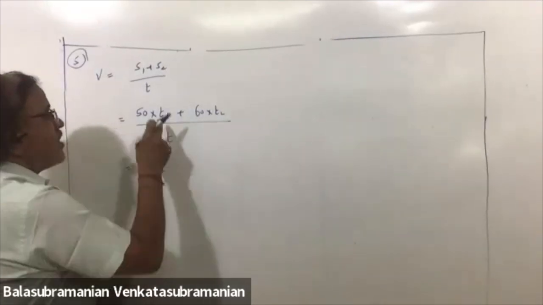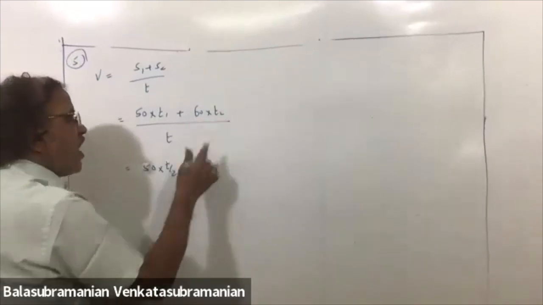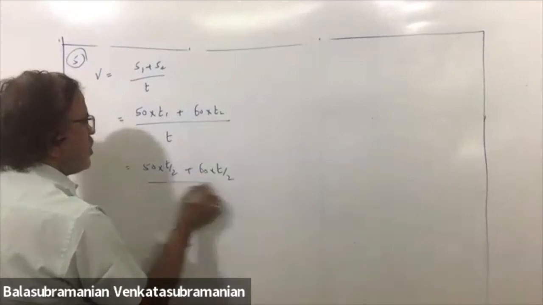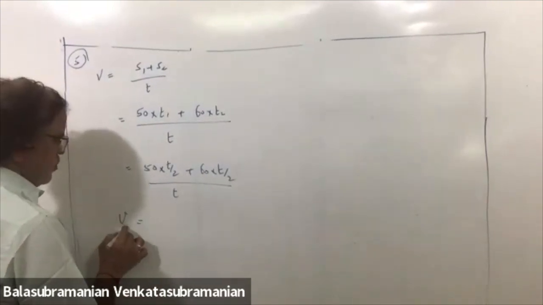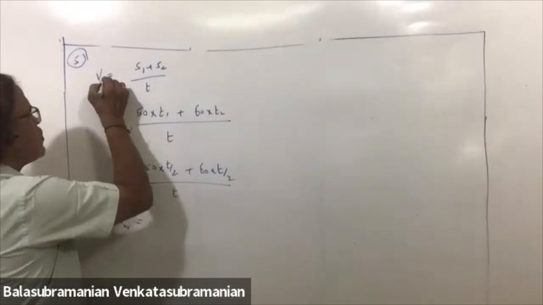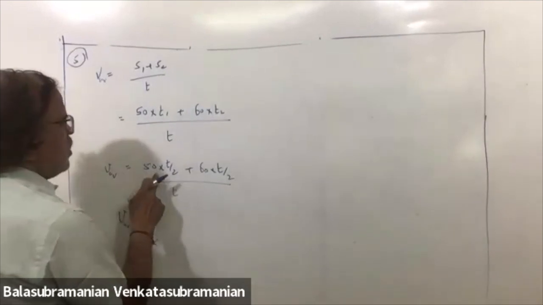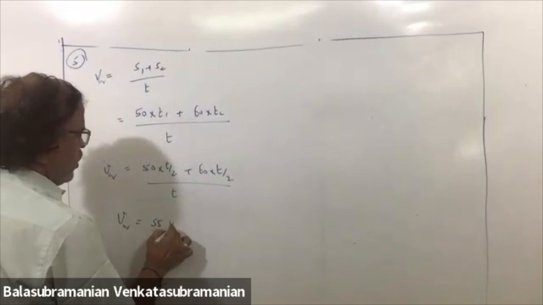50 into first half, that means T by 2. Next half, so T by 2, divided by T, average velocity. T cancels. 50 by 2, 25 plus 30, 55 kilometers per hour.